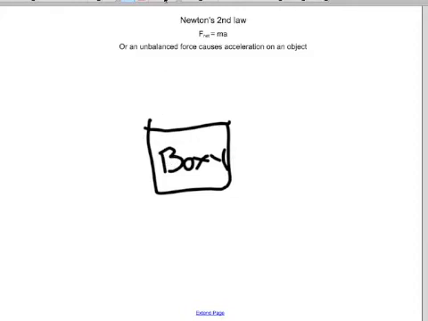So Boxy here, for just the sake of this event, is going to have a mass of 5 kilograms. Now, if I were to push on Boxy to the right, I'm going to apply a force to him to the right. I'm going to draw an arrow to say, hey, there's a force going this way.